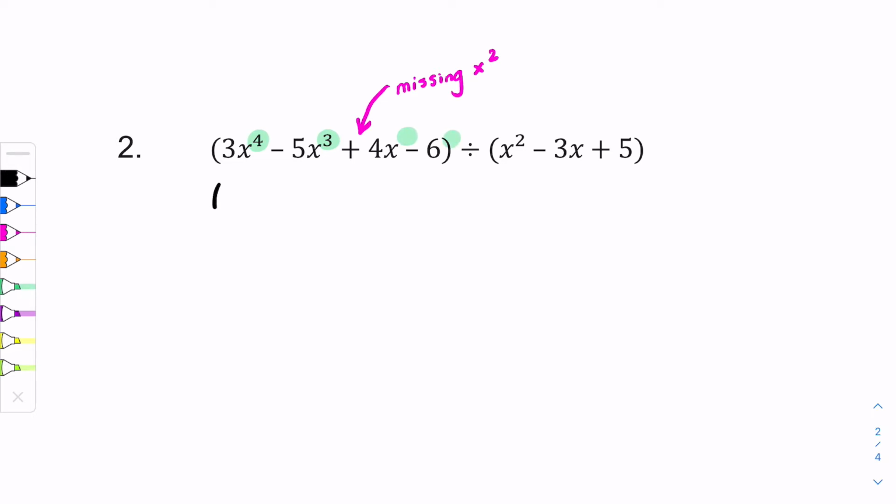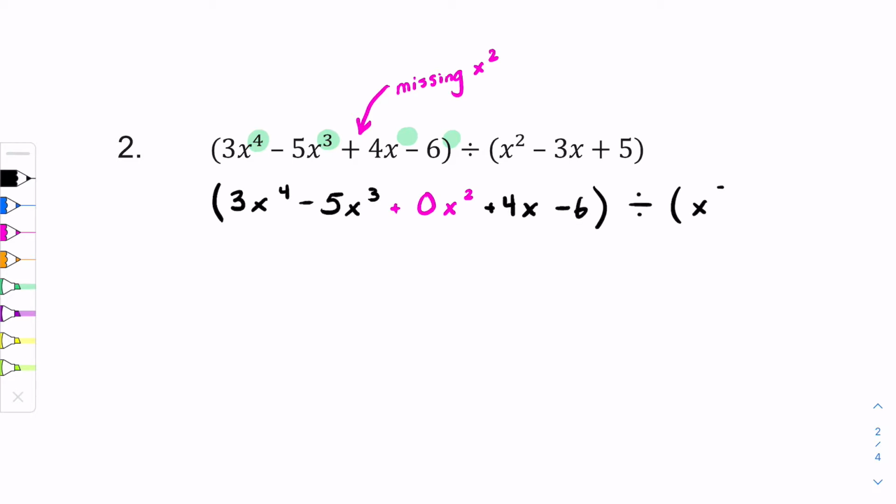So I need to rewrite this. I'm going to rewrite this as 3x to the fourth minus 5x cubed. I have to add in a 0x squared plus 4x minus 6, and I'm dividing this by x squared minus 3x plus 5. So do not forget to do this. That's called a placeholder. You absolutely need it to make sure your answer comes out correct. If you don't do that, chances are you're going to end up subtracting incorrectly, subtracting the wrong exponents, which will lead to having a major mistake in your answer.